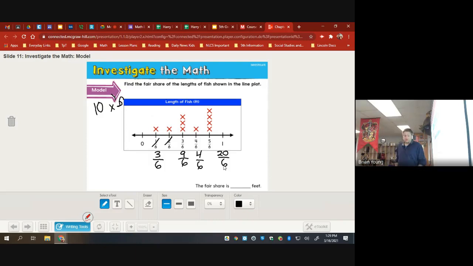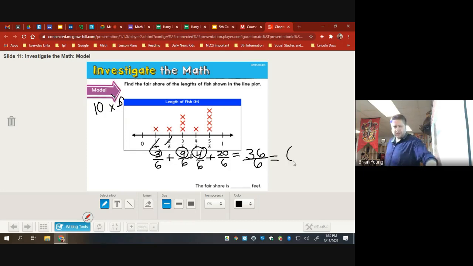Okay, so now we've got to add all these. Can we add these fractions all up? Why can't we add those fractions all up? Because of the same denominator. Same denominator, thank you. So somebody add up, what's 3 plus 9? 3, 9 is 12, plus 4, plus 20. 36. So we have 36 over what? Over 6. So we can simplify.